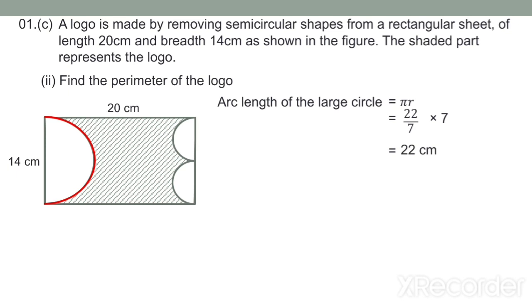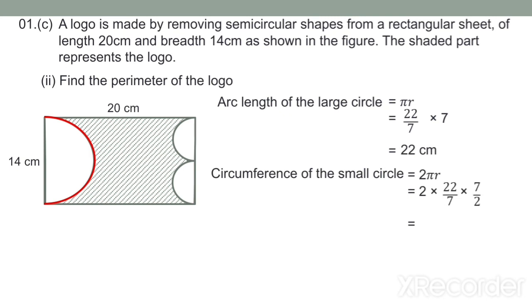Then there are two other semicircles. When we combine those two semicircles, it will be a circle. So we can write the circumference of the small circle is equal to 2 pi r. Identify the figure, put the correct formula, substitute correct values, follow the steps, you will receive the answers very easily. The correct formula is 2 pi r. Put the correct values, 2 into 22 over 7 into 7 divided by 2, because the radius in here is 7 divided by 2. If you are able to understand the radius is 7 over 2, then you can receive the answer very easily. Then when you simplify, you will receive the answer as 22 centimeters.